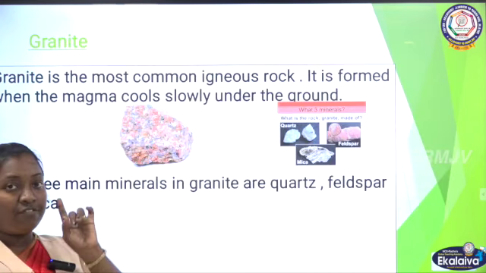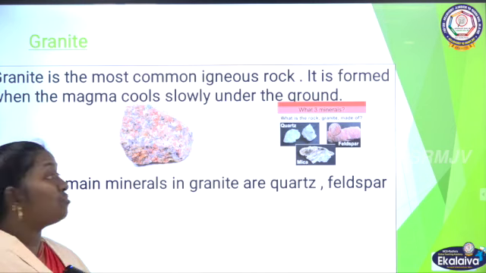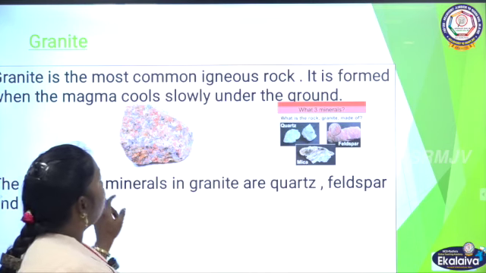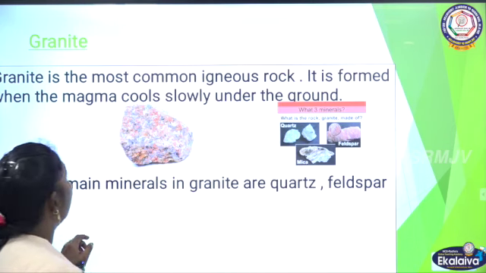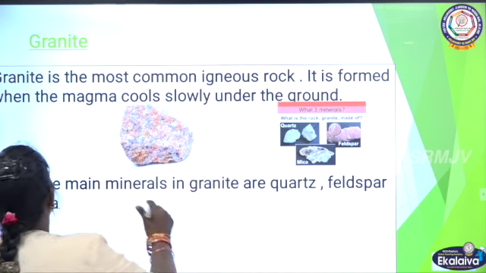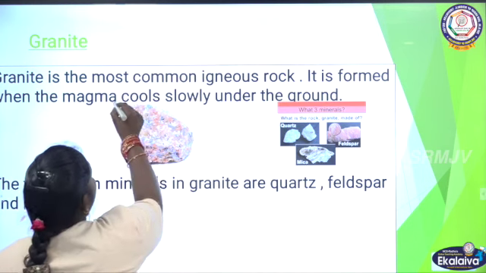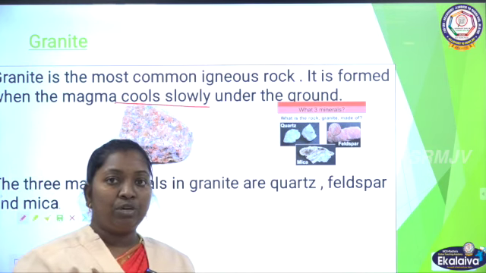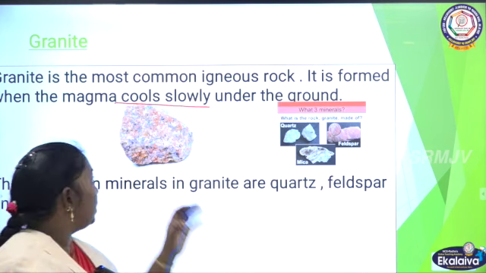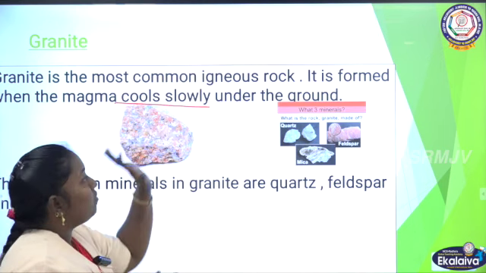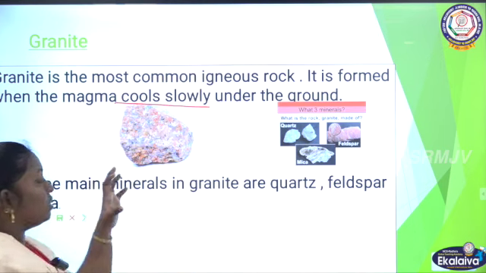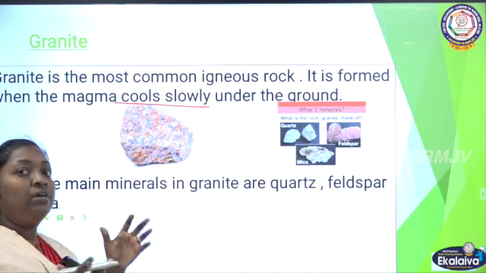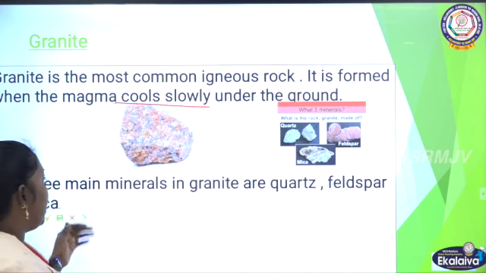So based on that, the first igneous rock is granite. Granite is the most common igneous rock. It is formed when the magma cools slowly. So this is the time, okay. A hot liquid takes time to become hardened. When it hardens, it cools very slowly. So based on the timing of cooling and the process, it becomes granite.